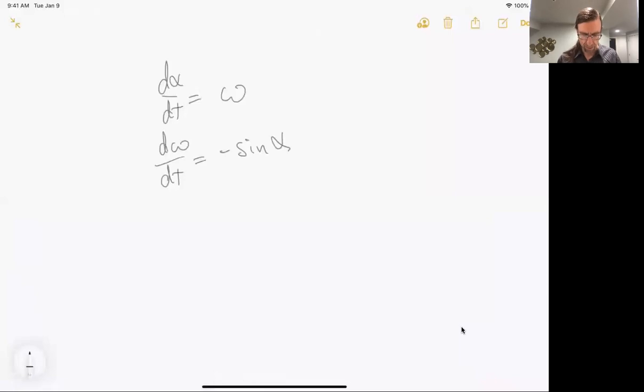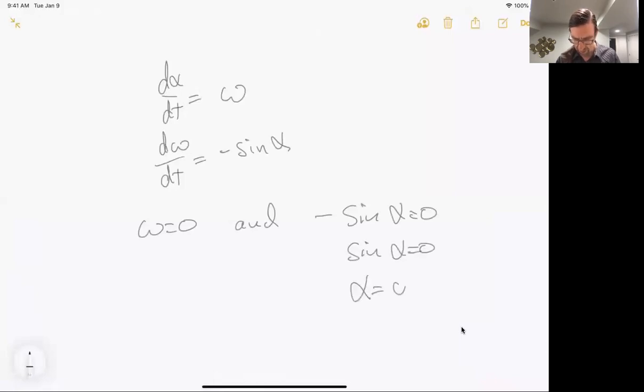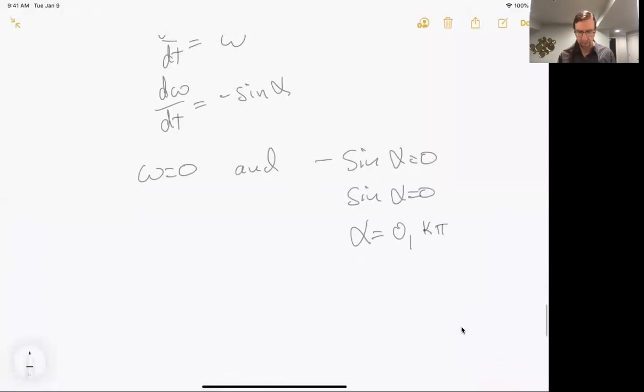Okay, so we want to set ω equal to 0 and -sin α equal to 0. That tells us sin α equals 0, and that tells us that α equals 0 or any multiple of π. So putting these together, we have really any multiple of π: (0, 0), (π, 0), (2π, 0), (3π, 0), (-π, 0). That's α comma ω.